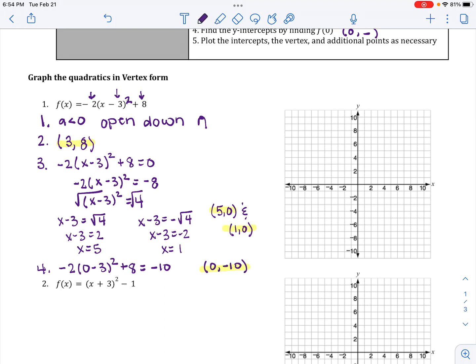I'm going to plot those first. I'm going to plot the vertex, (3, 8). It's going to be right here. Then I'm going to plot my 2 x-intercepts, (5, 0) and (1, 0), and then my y-intercept, (0, negative 10).